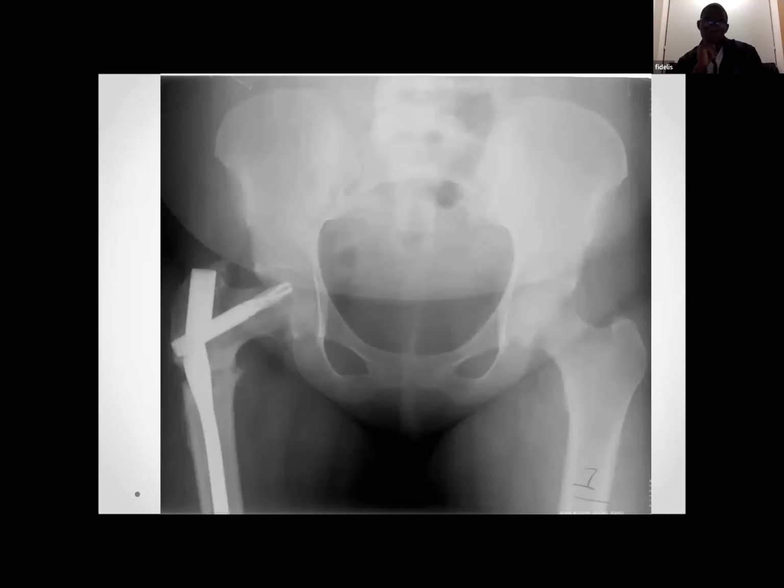So when you say local bone grafting, where's the bone graft coming from? So I'll do cancellous bone grafting. I'll probably have some iliac crest cancellous bone, and then I'll do grafting.